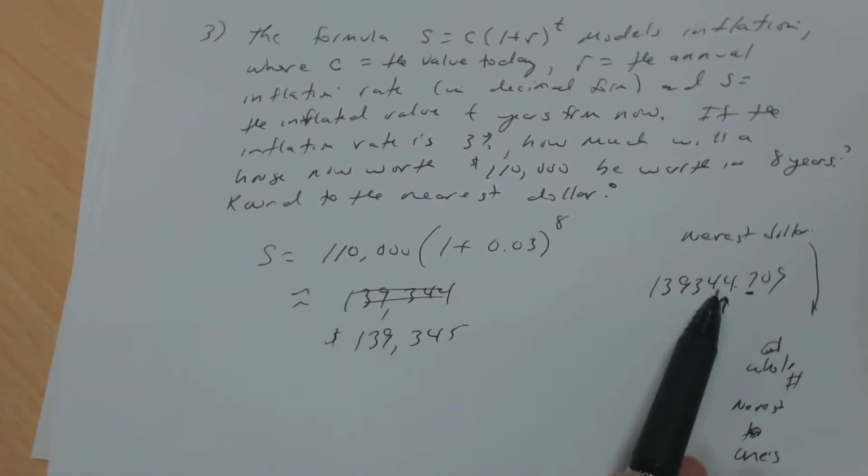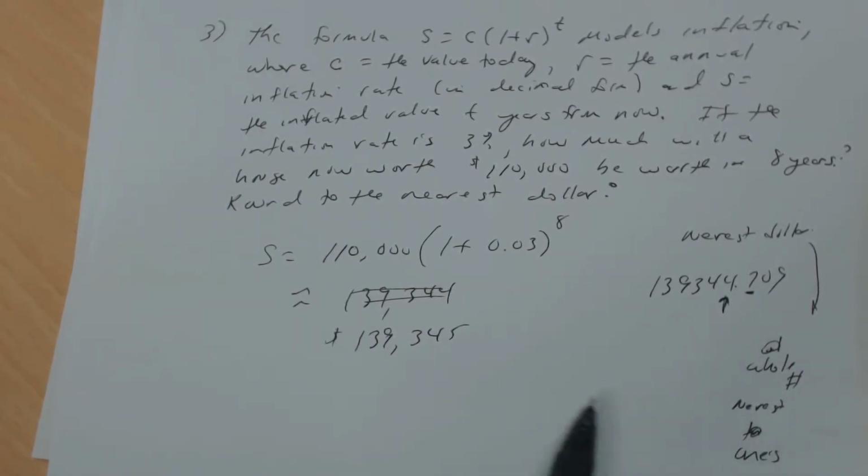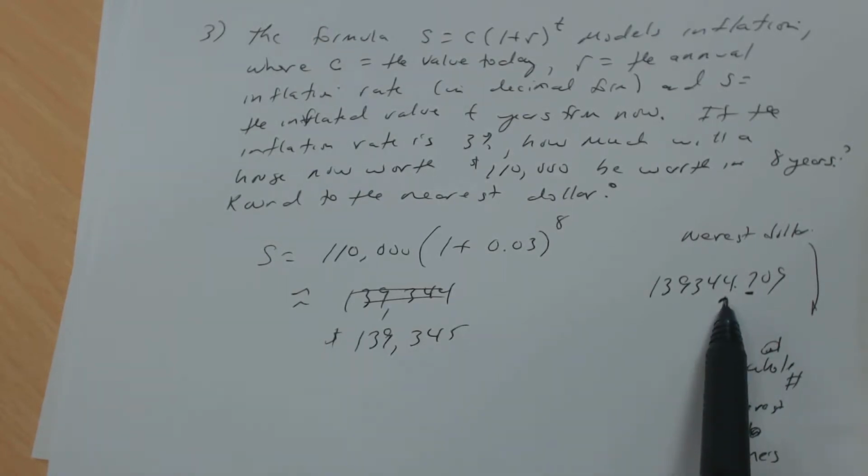Okay, so remember how to deal with the nearest dollar. That's the nearest whole number, which is rounding to the nearest ones place. Since this is 5 or bigger, this becomes a 5, because 4 plus 1 is 5. If it was less than 5, like 4, 3, 2, 1, 0, then this would stay a 4. Okay, so that was number 3.